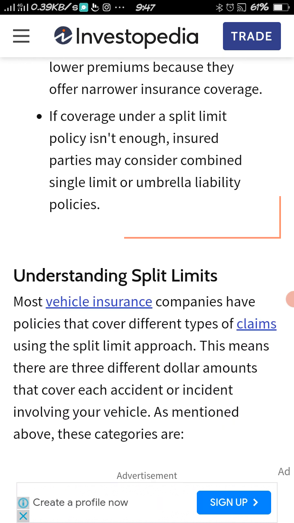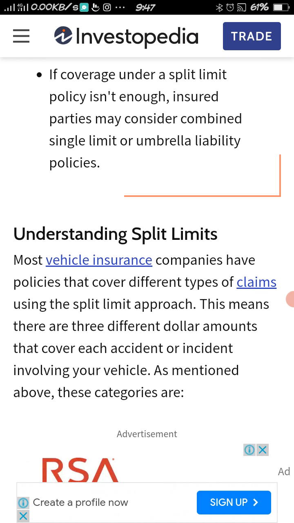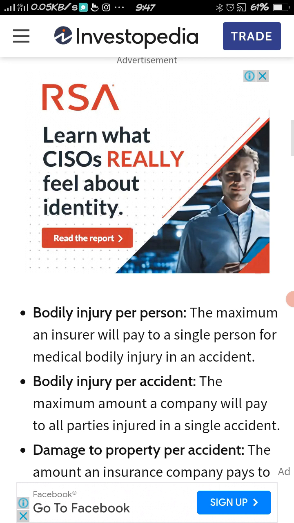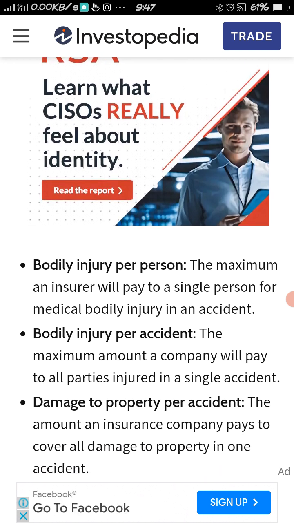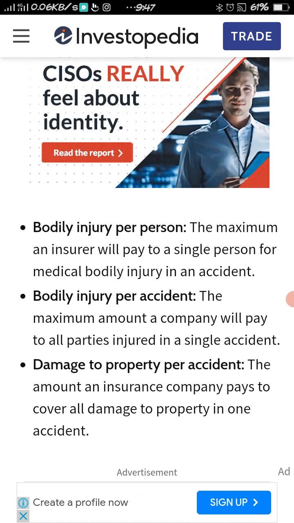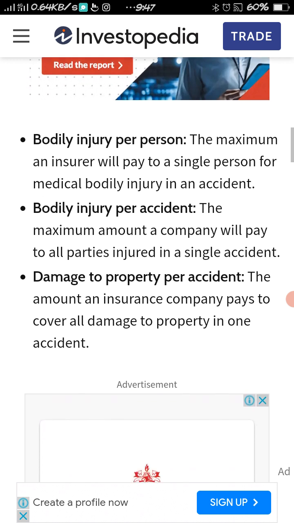Understanding split limits. Most vehicle insurance companies have policies that cover different types of claims using a split limit approach. This means there are three different dollar amounts that cover each accident or incident involving your vehicle. As mentioned above, these categories are: bodily injury per person, the maximum an insurer will pay to a single person for a medical bodily injury in an accident. Bodily injury per accident, the maximum amount a company will pay to all parties injured in a single accident. Property damage per accident, the amount an insurance company pays to cover all damaged property in one accident.